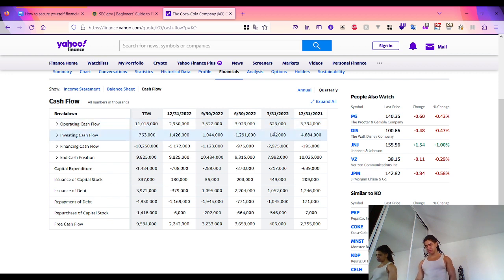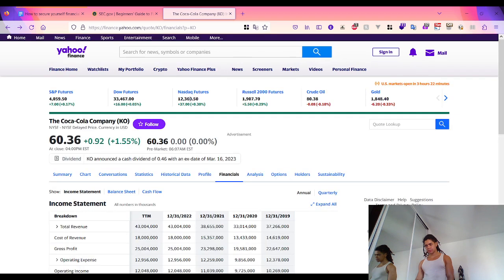Wow. It was a horrible year. Operating cash flow.